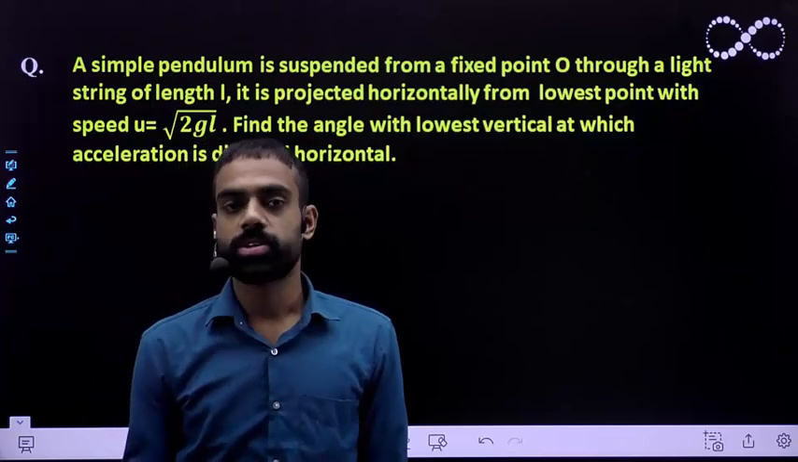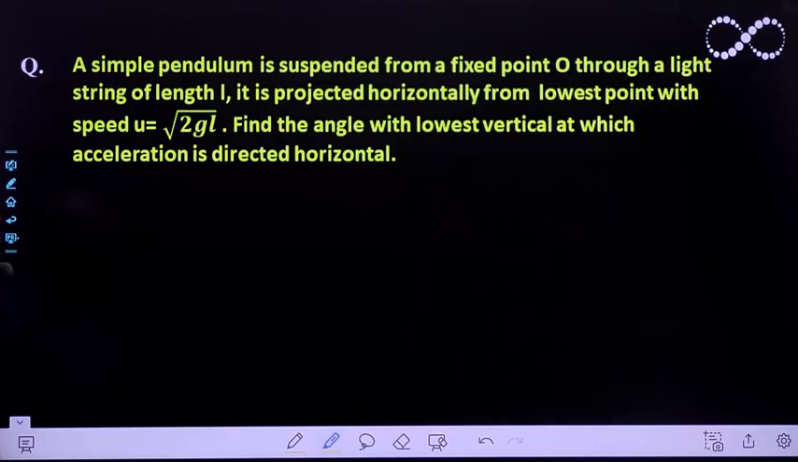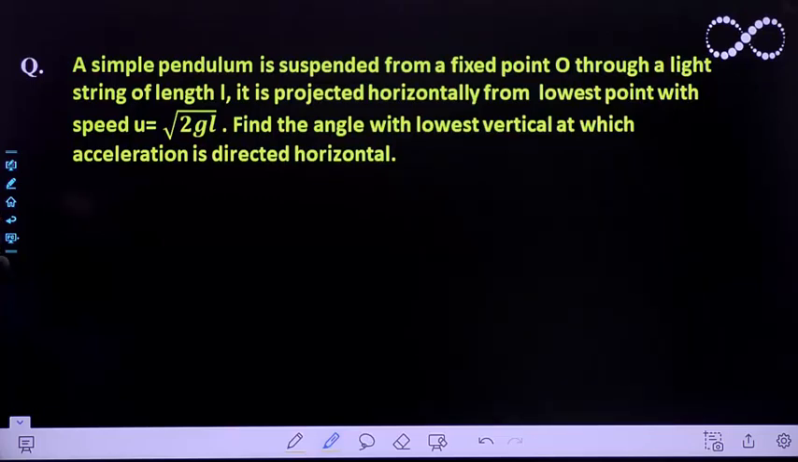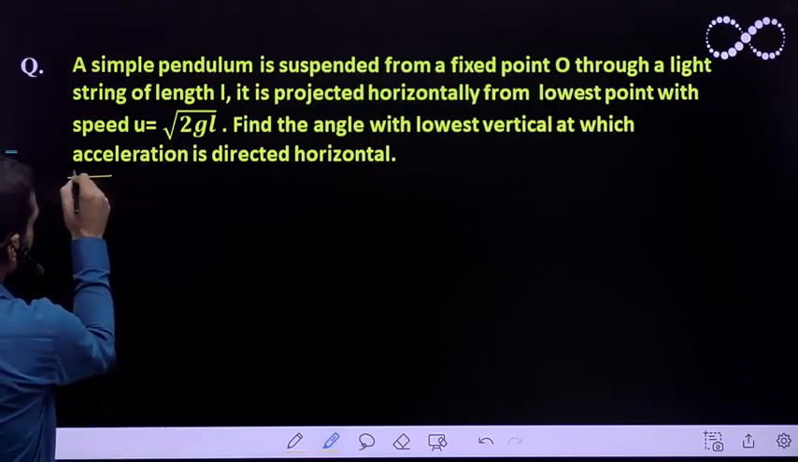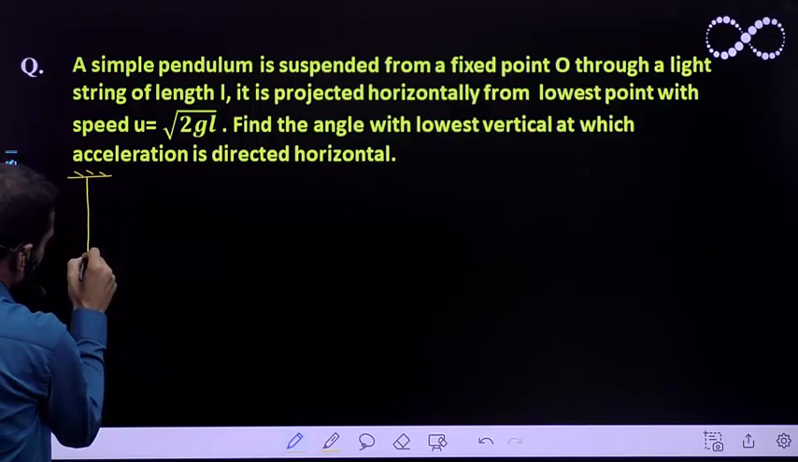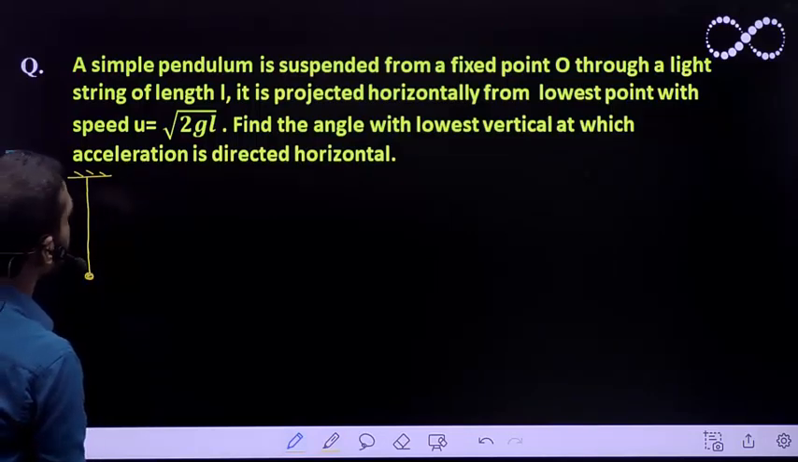Hello students, let's look at a question. See what is in this question: a simple pendulum is suspended from a fixed point O through a light string of length L and projected horizontally from the lowest point with speed U. So let us see what is given in the question. A simple pendulum is given, and it is given a speed U.